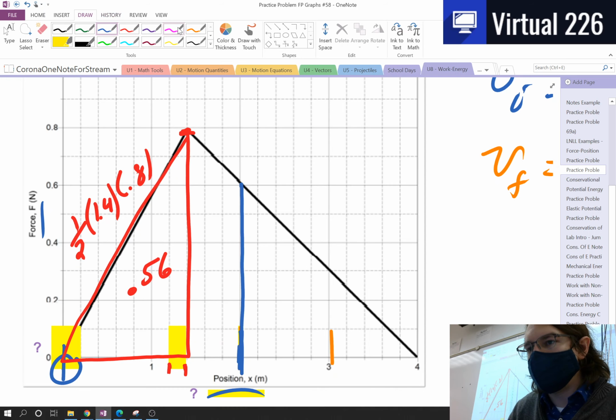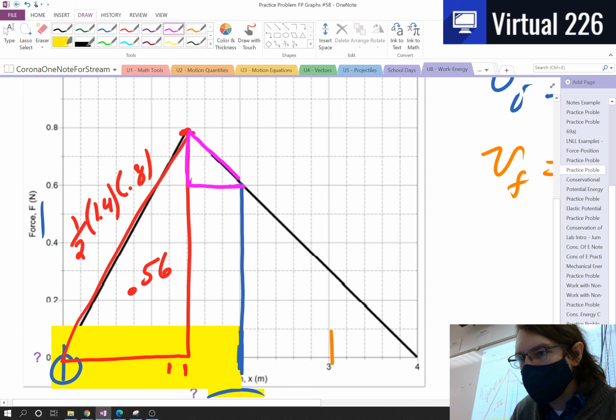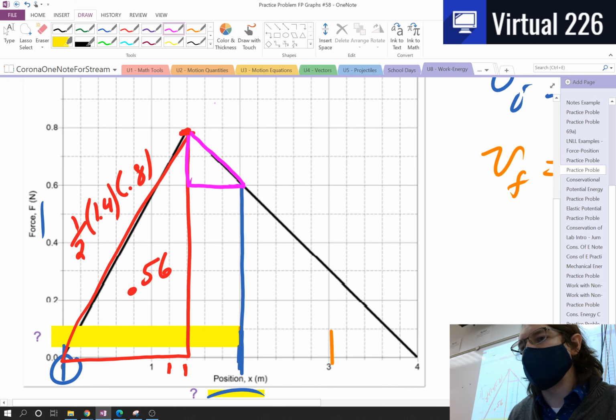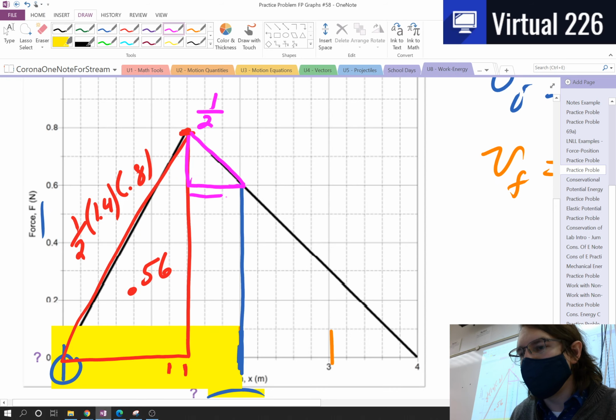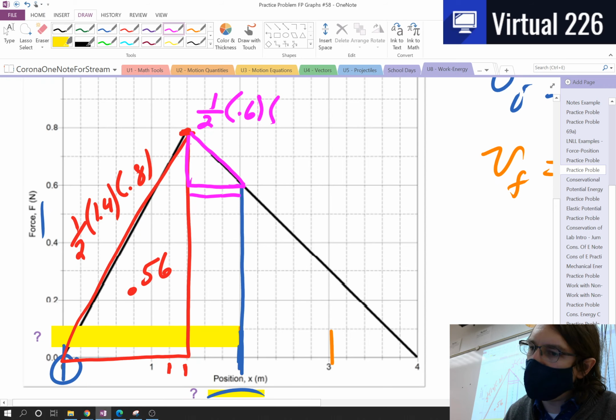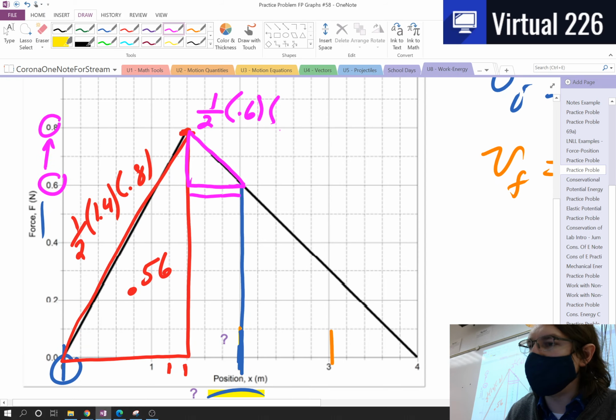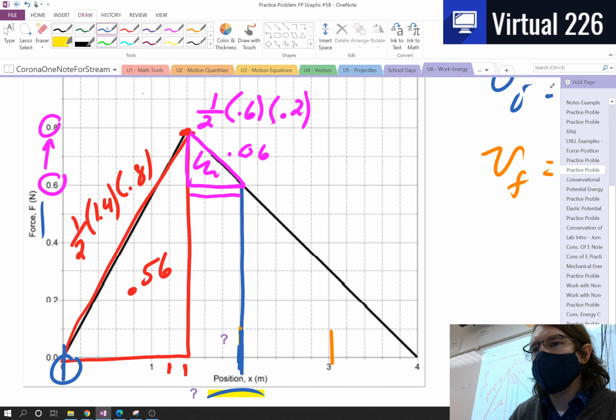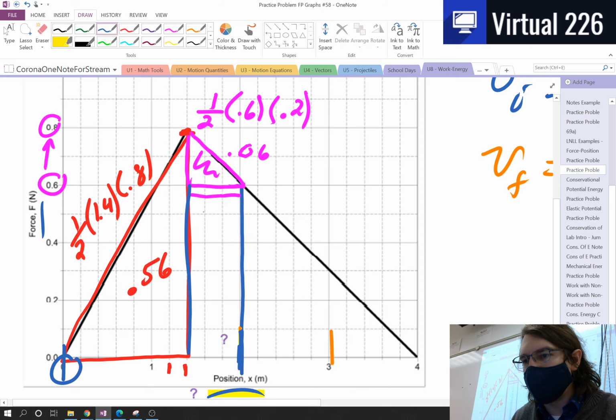Another triangle I see is up here. This is also a right triangle, so I can use 1/2 base times height. My base here is 0.2, 0.4, 0.6, and my height is 0.1, 0.2. My height is not 0.8. My height is 0.2 because I'm going from 0.6 to 0.8, and that's only a difference of 0.2. So 0.6 times 0.2 times 1/2 is 0.06 for this area.